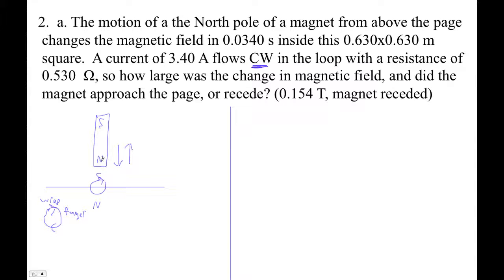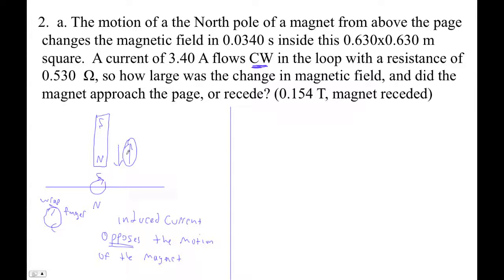This North Pole is trying to escape. Why? Because the induced current always opposes the motion of the magnet. So if the North Pole is trying to get away, it makes sense that you'd present a South Pole to it. Now we know there's a South Pole being presented to it because it's clockwise. So therefore we know that it's trying to get away.